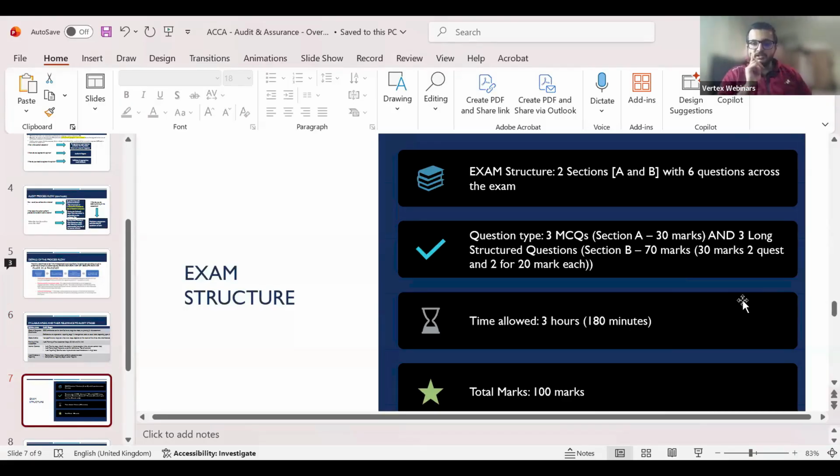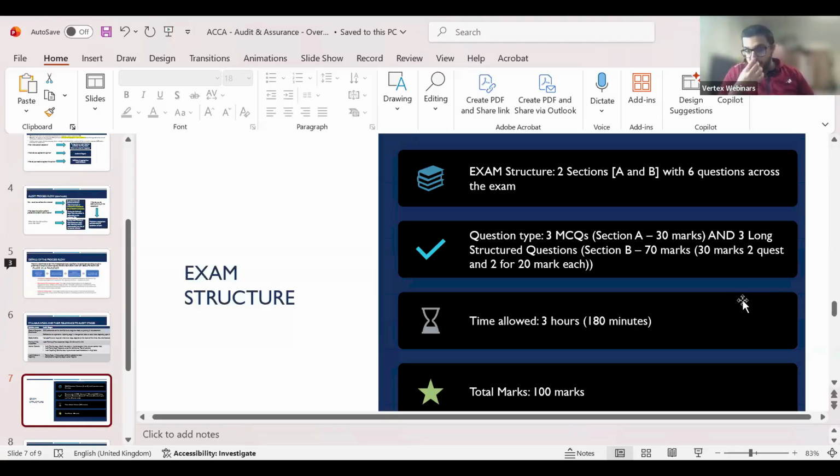You'll have 3 MCQs in your section A. Section A is total for 30 marks and 10 marks per MCQ. So you've got 3 MCQs, 10 marks for each MCQ, and 3 long structured questions in section B. Now, section B is a 70 mark section.